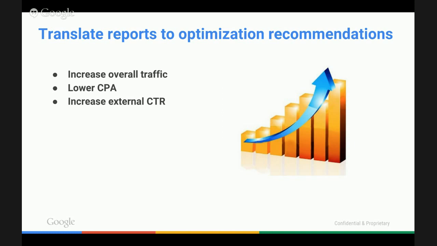If you want to lower the CPA, cost per acquisition, it's useful to see what type of conversions are most popular, and you can adjust your creative to drive more of this activity if possible. You could also disable targeting for poorly performing criteria and enable the conversion optimizer that I just mentioned. Also, you can increase the external CTR.